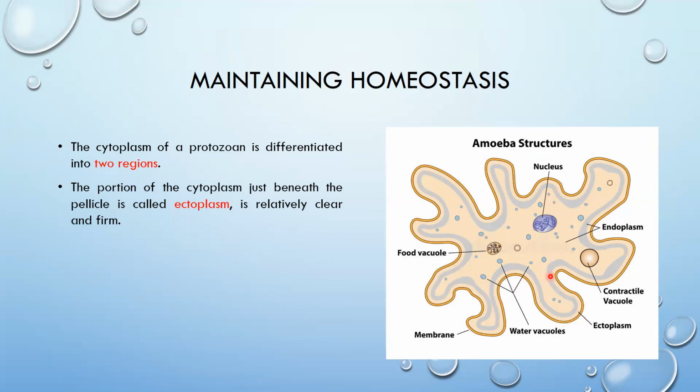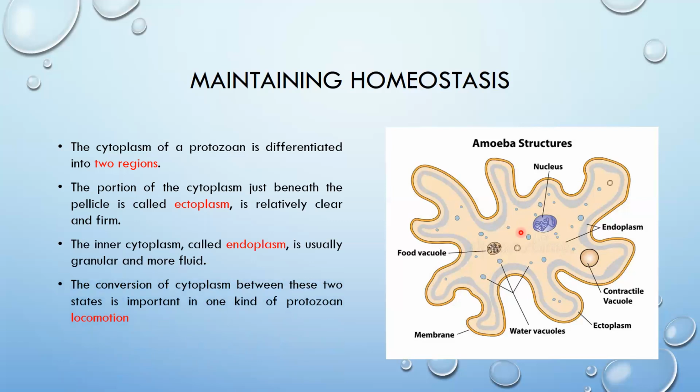Entirely, this is the cytoplasm, and it is differentiated into ectoplasm and endoplasm. Ecto means outside, present just beneath the pellicle, and this cytoplasm is very clear and firm. Now, the inner cytoplasm is called the endoplasm, and it is more granular and more fluid in nature. As you can see here in the diagram, this is the central endoplasm, and it has a lot of granules, so it's more granular.